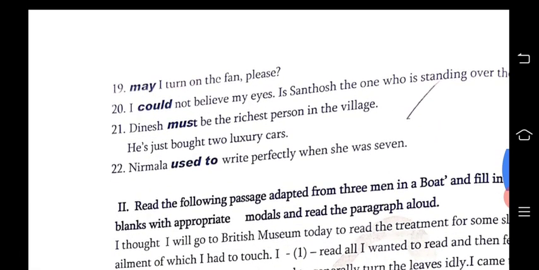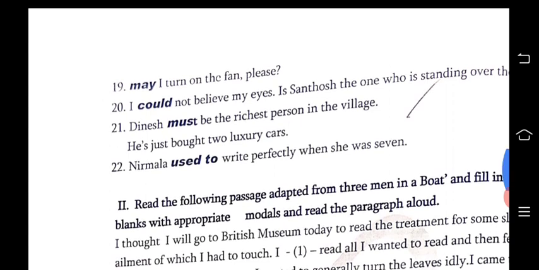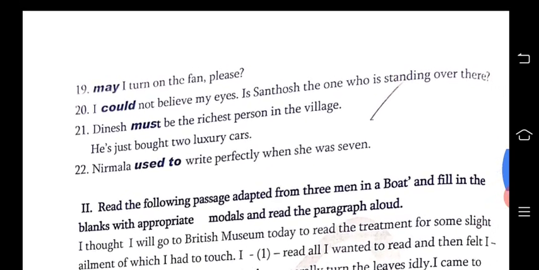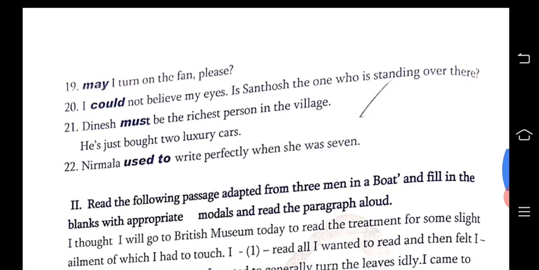Next, dash I turn on the fan please. So may. So here, requesting, or you can say use, sorry, you can use could. See here, I could not believe my eyes. So, என்னால் முடியல, என் கண்ணையே நான் நம்ப முடியல.